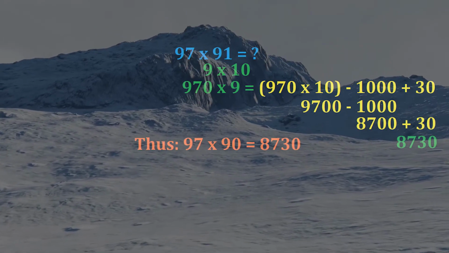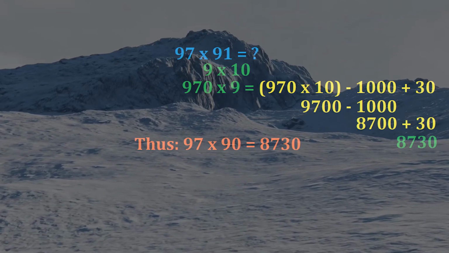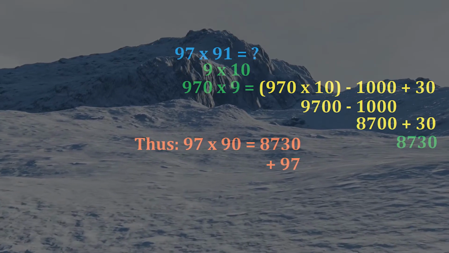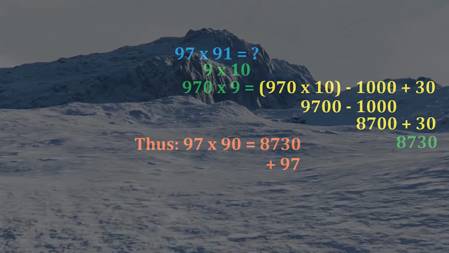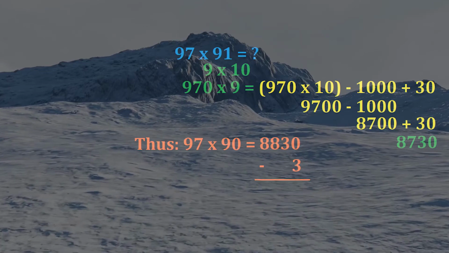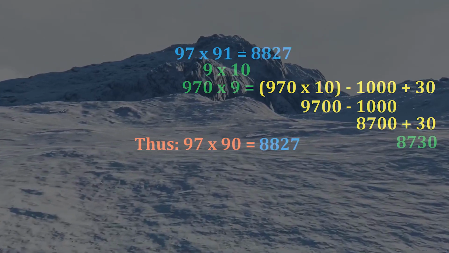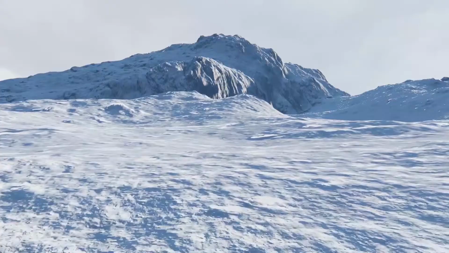So we have 97 times 90 is 8,730, and we just need to add in our final 97 to make it our 97 times 91. Again, I'm going to add 100 and subtract 3. So that gives us 8,830 minus 3, which is 8,827 for our final result. So there you have it.